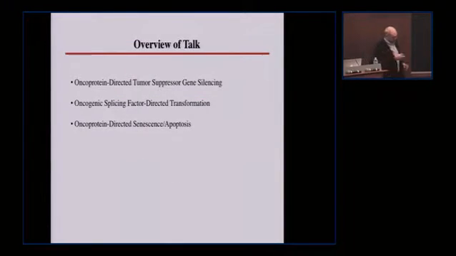Here are the three topics that I'll cover today. I'll talk about oncoprotein-directed tumor suppressor gene silencing. I'll tell you about how an oncogenic splicing factor works. And I'll talk about a project that started a long time ago when Narendra was first in the lab on oncoprotein-directed senescence and apoptosis. Now, all three of these have in common that there's a pathway that's initiated by an oncoprotein that affects cancer, and that we used some type of functional genomics approach to identify the pathway that's involved. In other ways, they're very different.